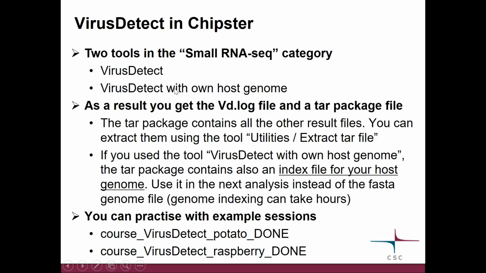The difference between these two is that Chipster provides some host genomes for the most common organisms, for several plants, for several animals. But it could be that you are studying a more exotic organism perhaps, and Chipster doesn't have a genome for that host. So in that case, you need to provide it yourself as a FASTA file. Then you would use this second tool here.